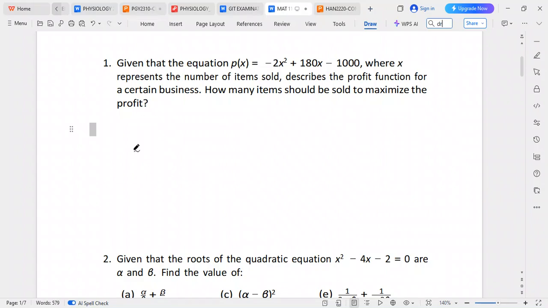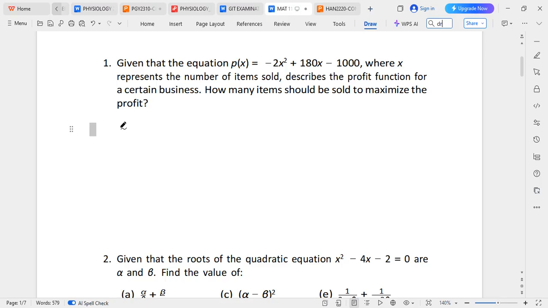So we are going through the tutorial sheet for mathematics. It's on quadratic functions. Question 1 is saying, given that the equation p of x is equal to negative 2x squared plus 180x minus 1000, where x represents the number of items sold, it describes the profit function for a certain business. How many items should be sold to maximize the profit?